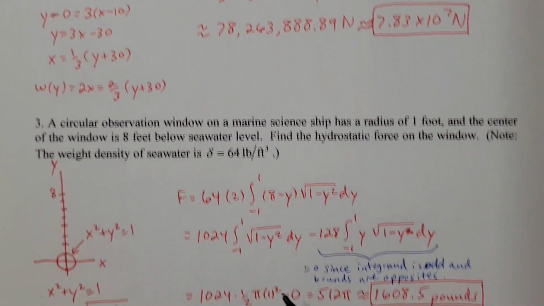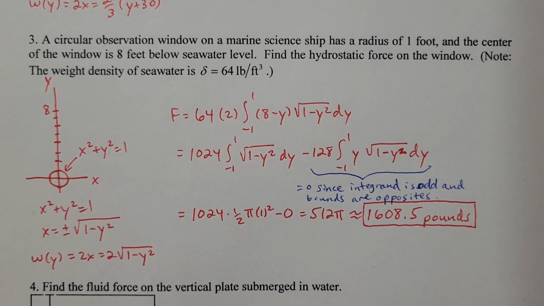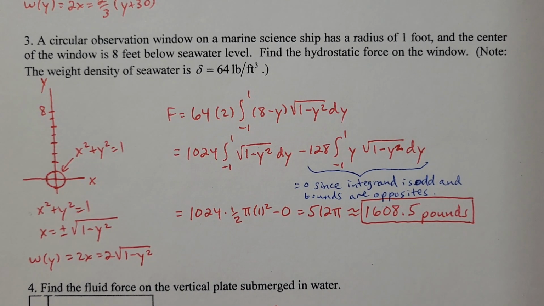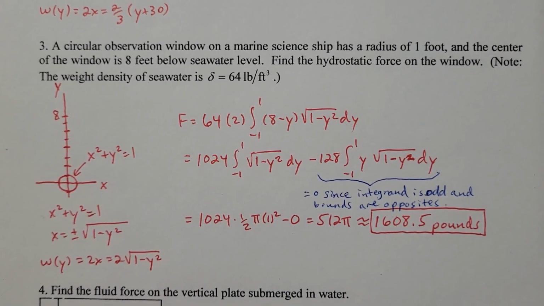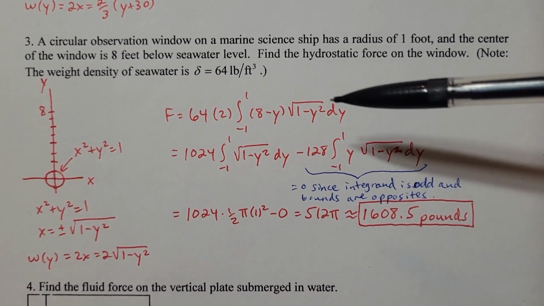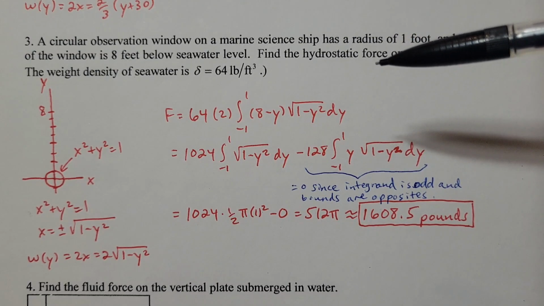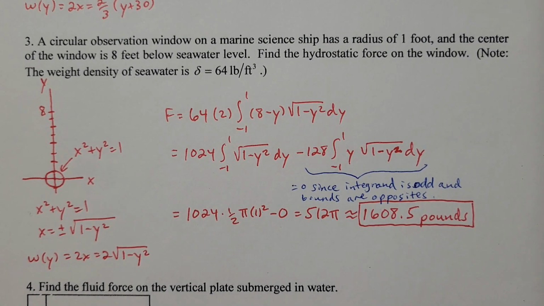Okay, so let's see. In problem 3, it says that a circular observation window on a marine science ship has a radius of 1 foot, and the center of the window is 8 feet below sea level. Find the hydrostatic force on the window, and note that the weight density of seawater, delta, is 64 pounds per cubic foot.